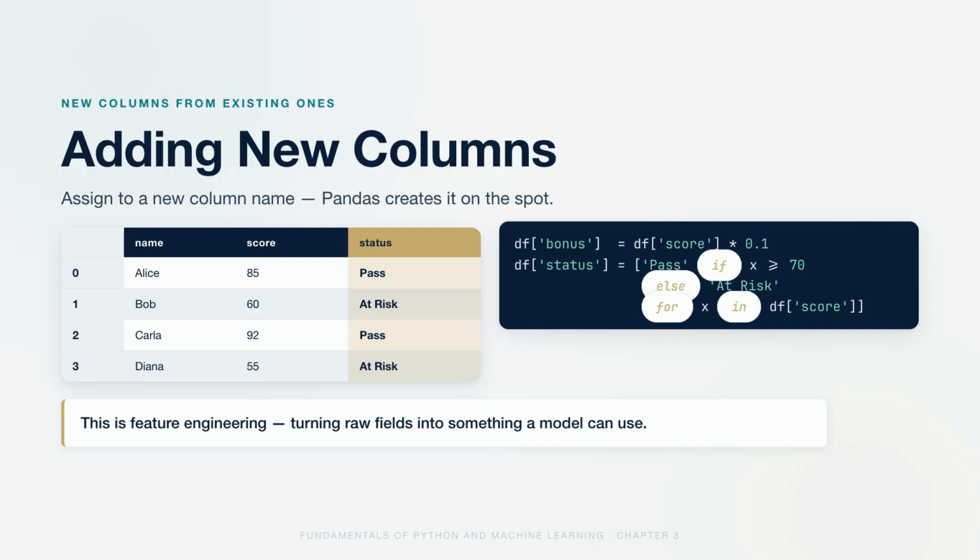We can also create calculated columns. For example, df['total_score'] = df['attendance'] + df['assignment_average']. This adds two columns together and stores the result in a new column. Creating new columns is useful when we want to engineer features. Feature engineering means creating or transforming variables to make them more useful for analysis or machine learning.